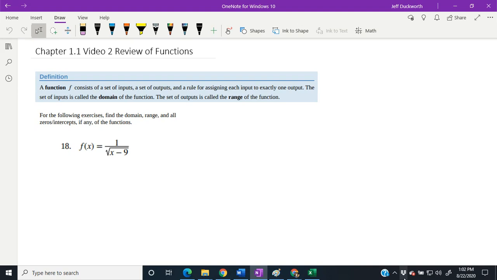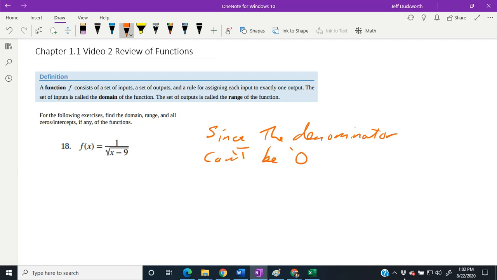So here, since the denominator can't be 0, x can't equal 9. Because 9 minus 9 is 0, we can't have 1 over 0. So we know that that's a value we can't have. And that's the only way that we get a 0 in the denominator. So as far as a fraction is concerned, that's the only thing we have to have an issue with as far as our domain goes.